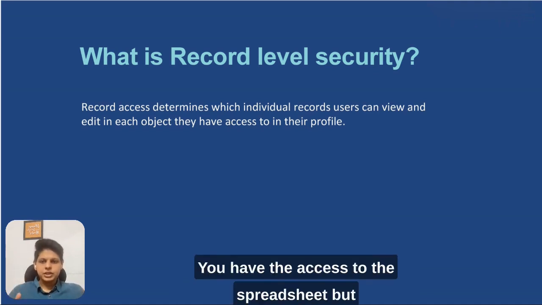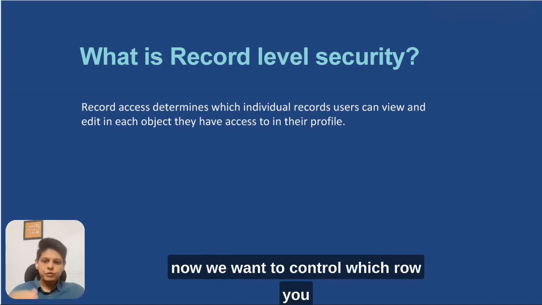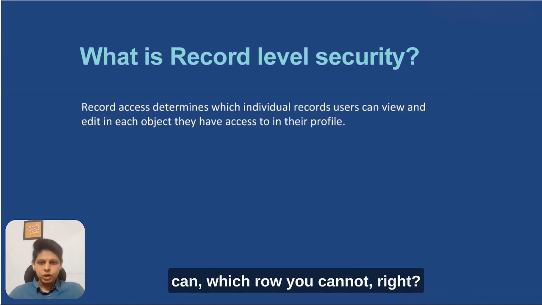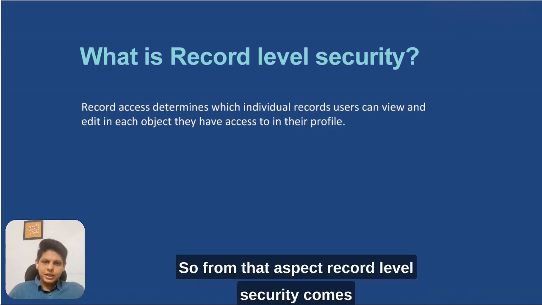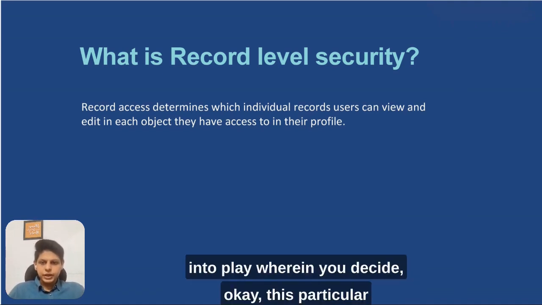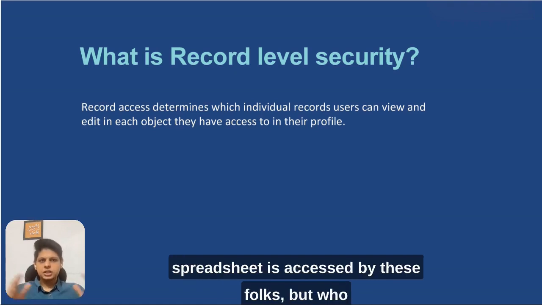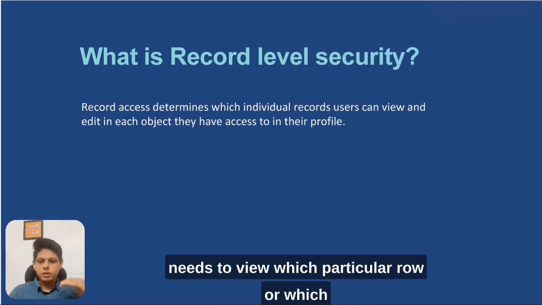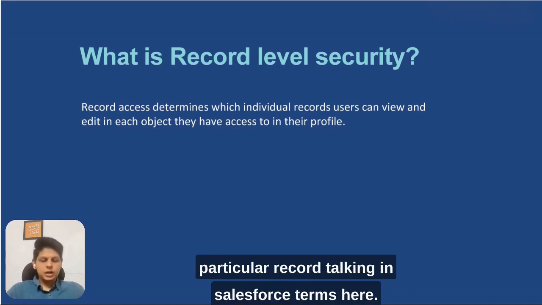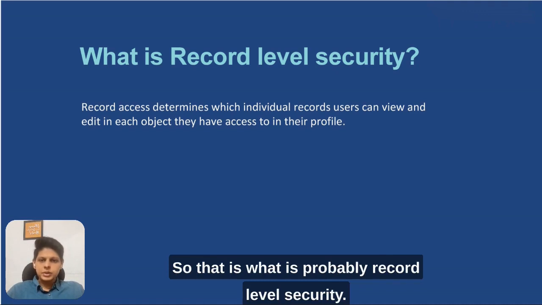You have the access to the spreadsheet, but now we want to control which row you can see, which row you cannot. So from that aspect, record level security comes into play, wherein you decide, okay, this particular spreadsheet is accessed by these folks, but who needs to view which particular row, or which particular record, talking in Salesforce terms here. So that is probably what record level security is.